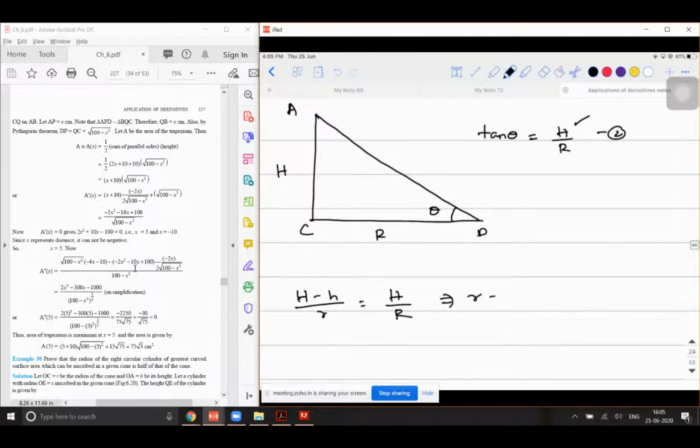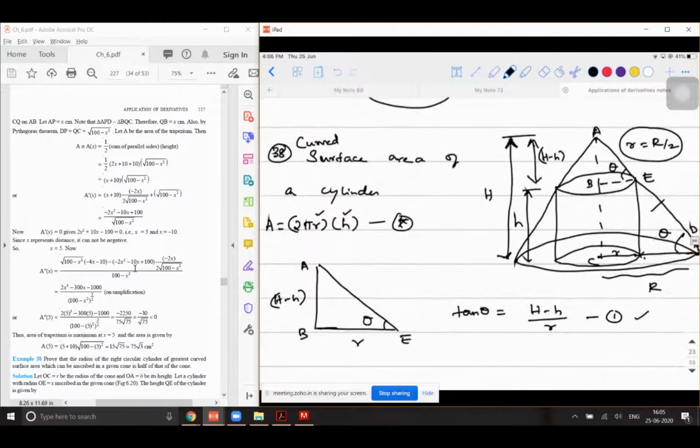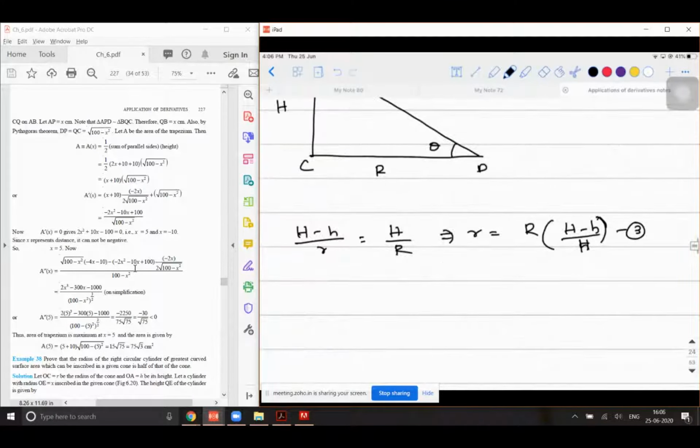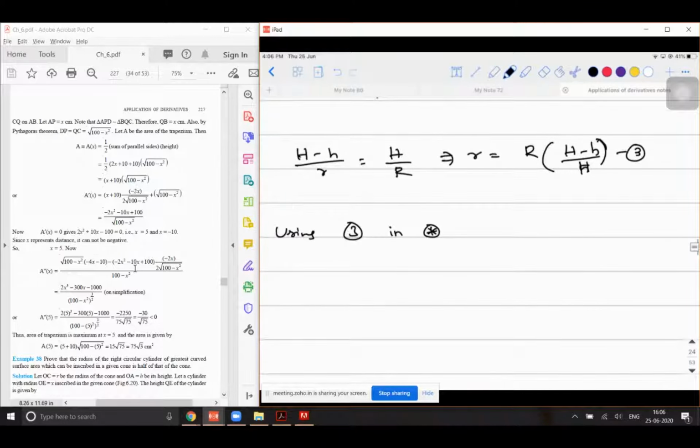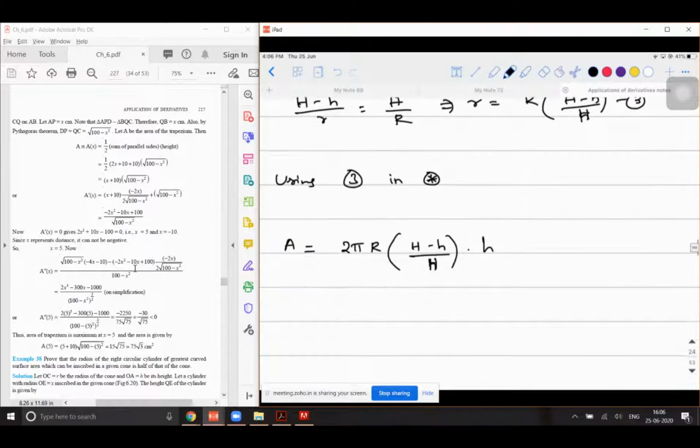So what is the value of small r? Small r is equal to capital R into capital H minus small h divided by capital H. Can I write it like this? I will call this 3. I will substitute it in the place of area, using 3 in the first equation, the star equation. So A is equal to 2 pi into, in the place of r, capital R into H minus h divided by capital H, into the h you already have. Now area is a function of one variable h.